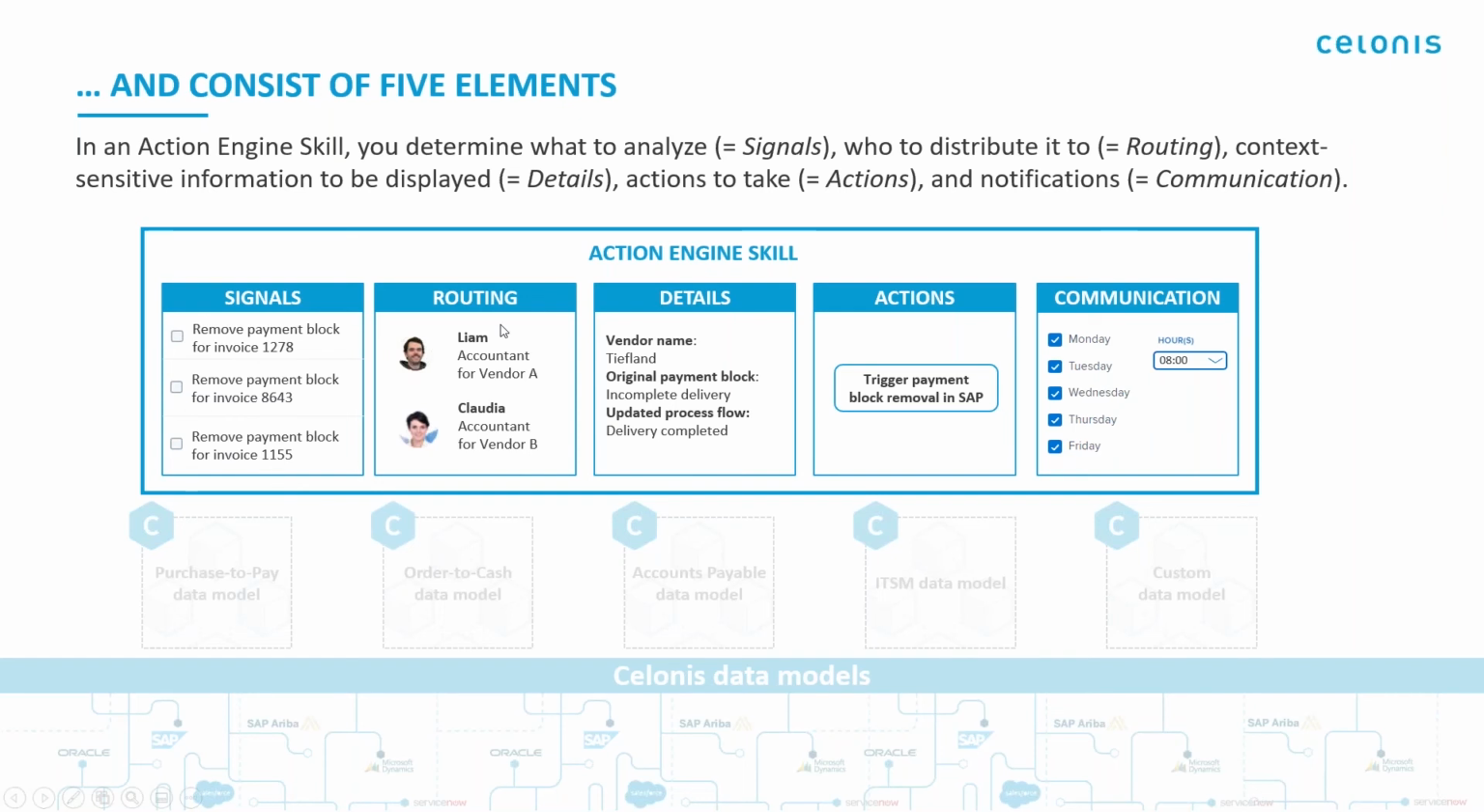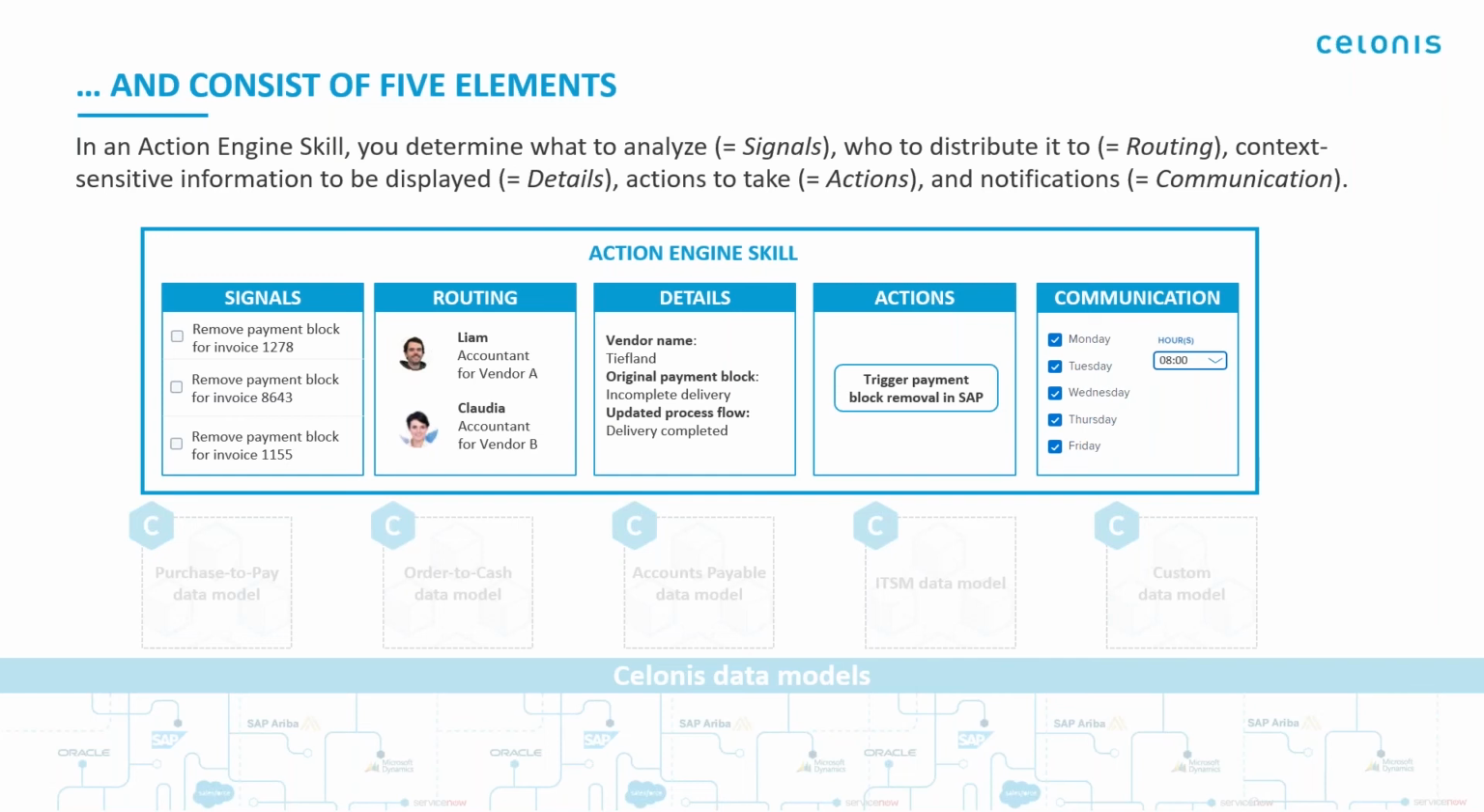The second thing that characterizes a skill is the routing. The routing determines which business user interacts with which signal. So in the example, we have only seen that I have received all of these signals.